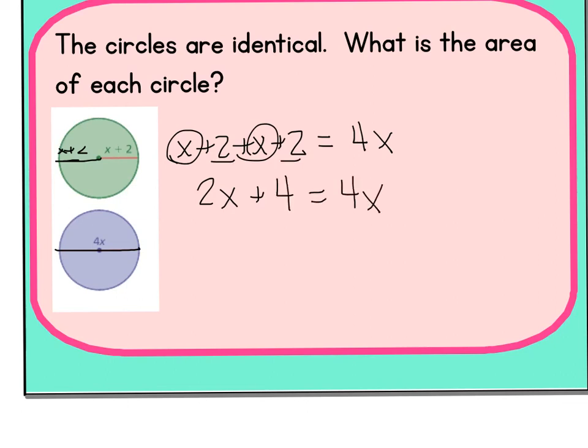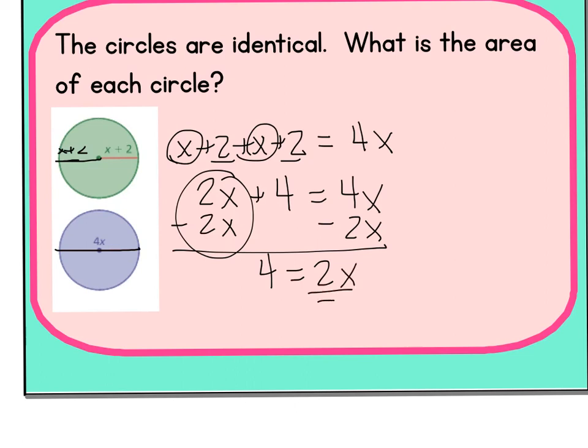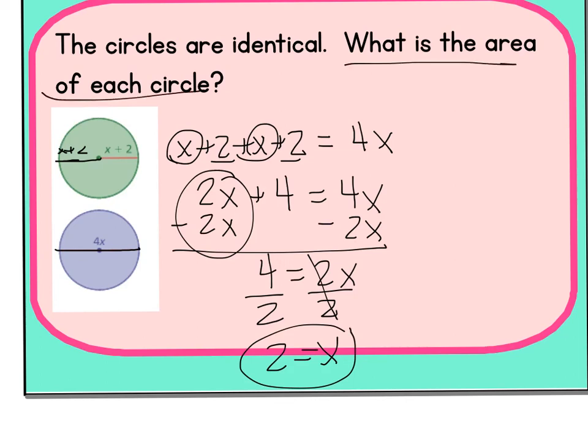We want to get all of our x's together, so I'm going to subtract 2x's from both sides. So I get 4 equals 2x. We'll divide both sides by 2. X equals 2. But that doesn't answer the question. The question is, what is the area of each circle?